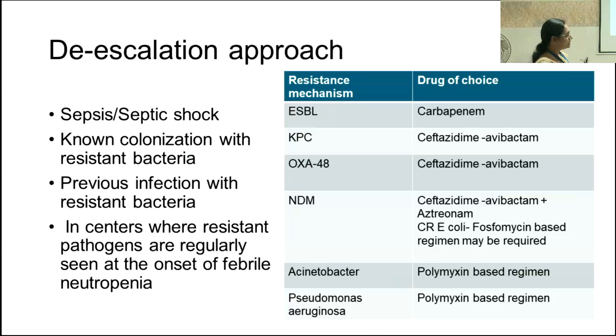If it's a KPC, which is uncommon, or an OXA-48, which is slightly more common, you would get away with ceftazidime-avibactam. If it is an NDM, then mostly along with aztreonam, you would get along. If it's Acinetobacter or Pseudomonas, it's a polymyxin-based regimen. So these are the best drugs for these bugs. But when you're doing this empirically, most of the time you don't know what you're dealing with. So you might do a mix and match of two groups of agents before you arrive at your final cultures and try to de-escalate. We'll talk about it as we go.